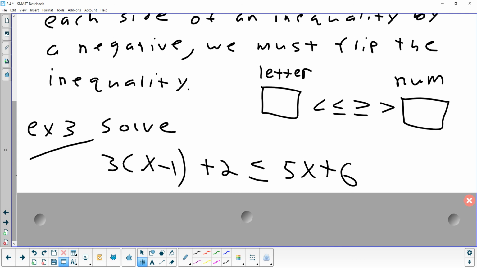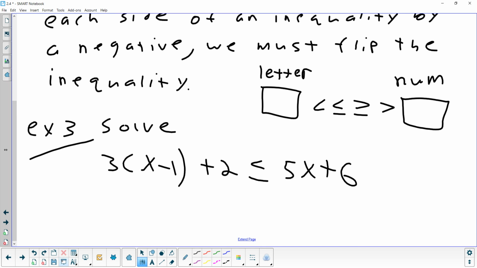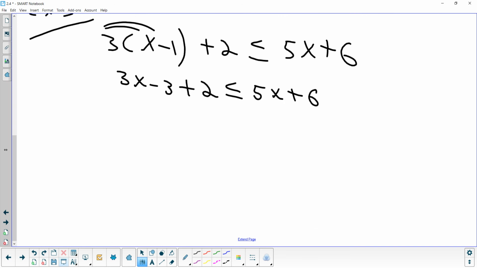Okay, so how about Madison, what would be my first step to solving this inequality? Distribute the 3 to the parentheses. Yep. And can you tell me what I get when I do that? 3x minus 3x plus 2 is less than or equal to 5x plus 6. Can you say that symbol again? Less than or equal to. Less than or equal to. All right. So we can get into distributive property.